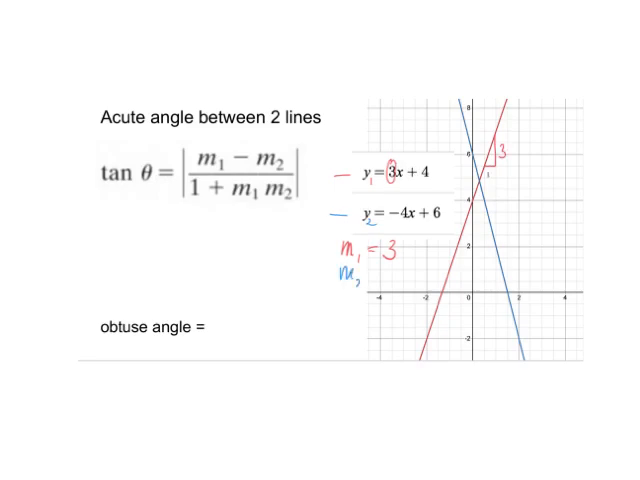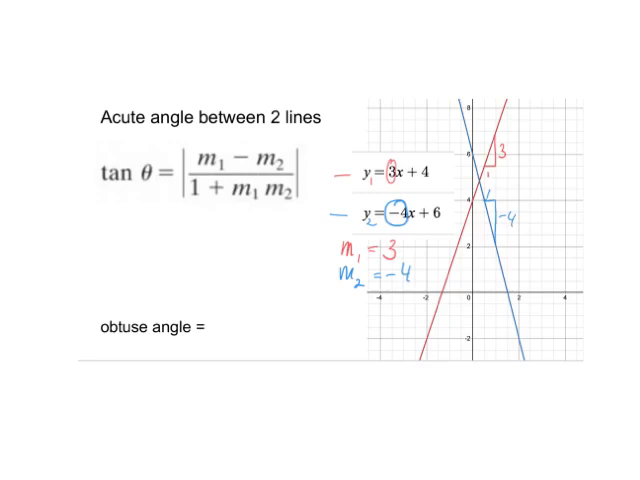m2, the slope from the second line, is minus 4. Or we can see it from the graph. We can go 1 over and 4 down.